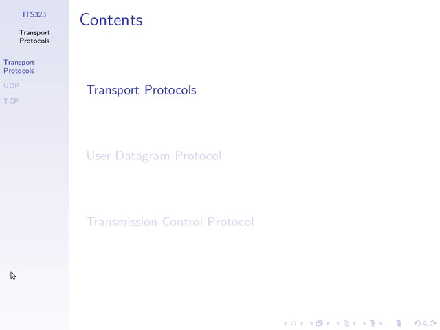So we're going to look at what is a transport protocol. Then we're going to look at two examples. The first one will be UDP, which we'll go through quite quickly today because it's very simple, and then spend a bit more time on TCP, Transmission Control Protocol.